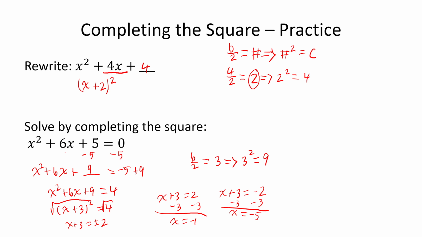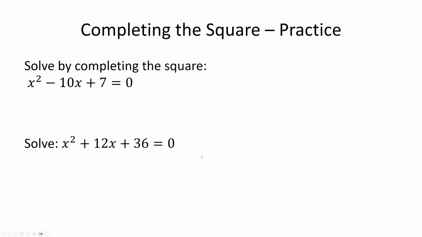Which would have been our answers in the first place. The factors would have been x plus 5 and x plus 1 that would have factored this in the first place, but we factored it with completing the square. So let's just solve one more, right? So let's solve this one.